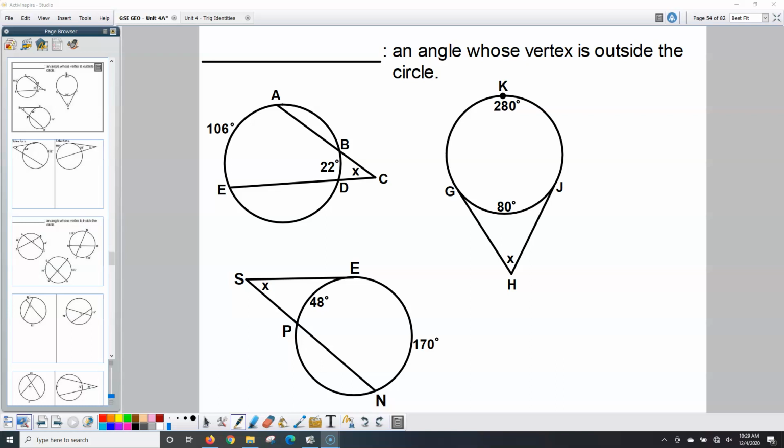Kind of go along with central and inscribed angles, we have these other two types of angles we're going to talk about. And different people call these different things. I call them interior and exterior angles. So when I see angles that look like this, I see all the X's are on the outside of the circle. So I call these exterior angles.